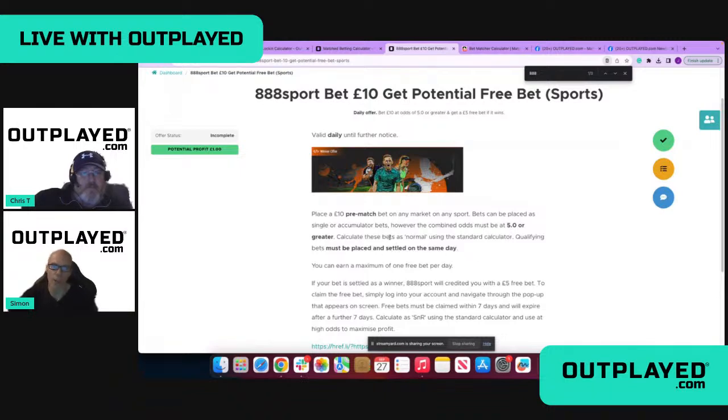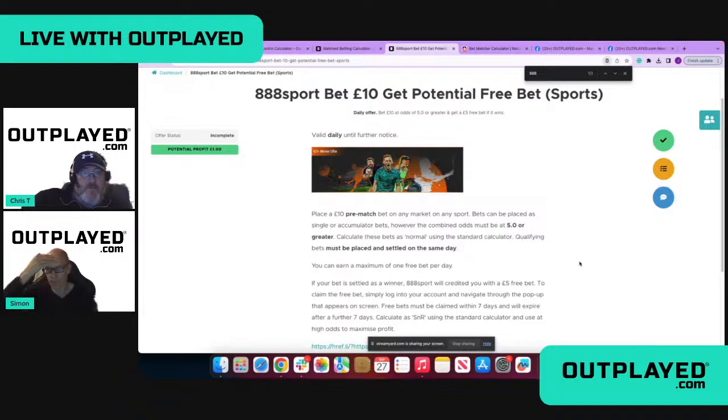So the standard way of doing it is just to back a £10 bet and hope that it wins and that you get a free £5 bet. You take a qualifying loss and get a free £5 bet. What we'll often say, we'll link this offer to another 888 offer, because if there's another bet £10 offer, you can combine the two. So you can trigger the other offer, and if your bet also wins at odds of 5 or higher, then you also trigger this offer.